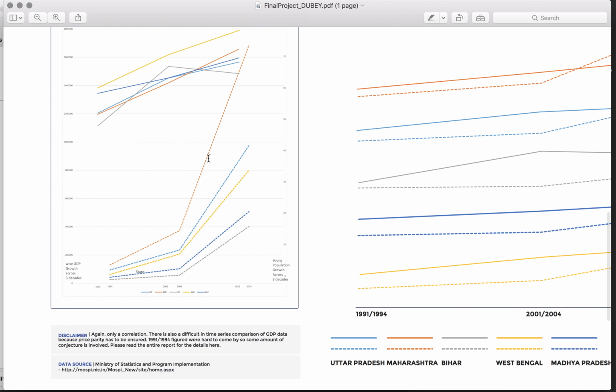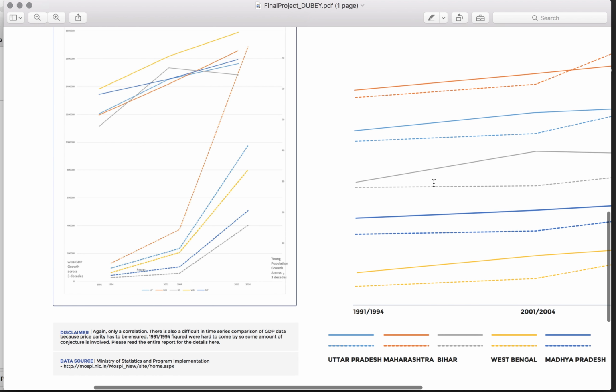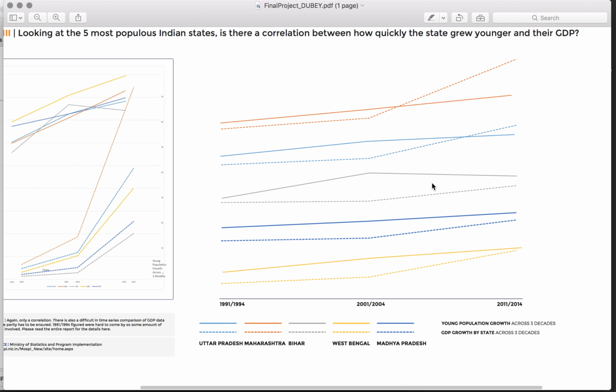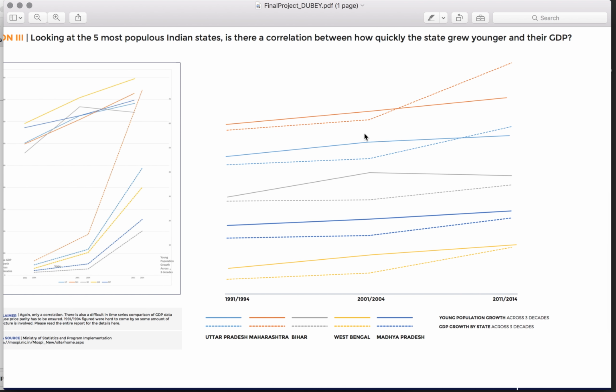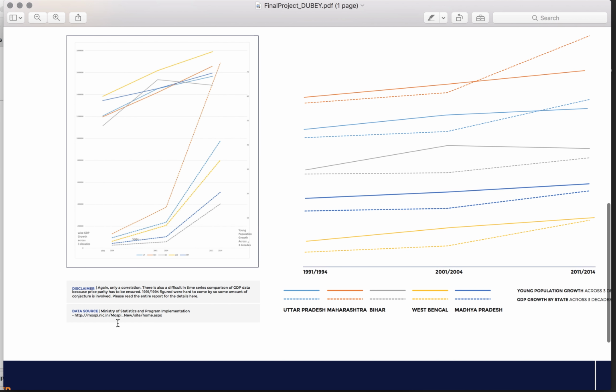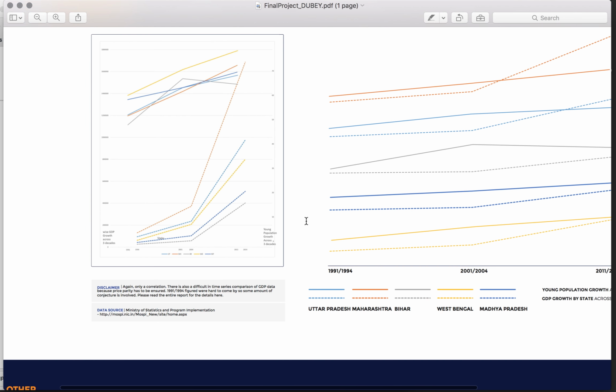To make this more useful for comparison, though, I thought it was better to normalize them and create this trend chart where we make the y-axis essentially disappear, and we normalize this particular line to be at the same scale where you can look at them. And as you can see, the data is also different because GDP data was available for 94 and census data was available for 91. The source for this data is the Ministry of Statistics and Program Implementation.